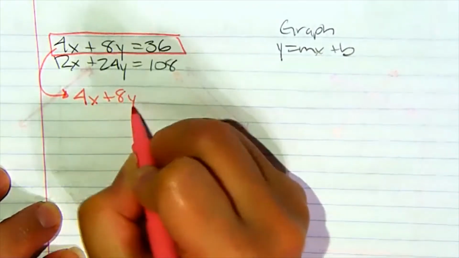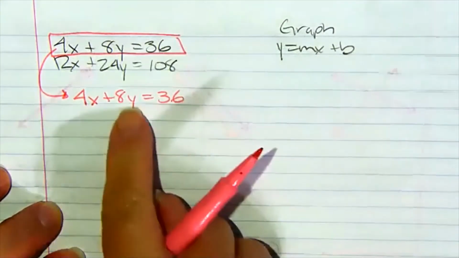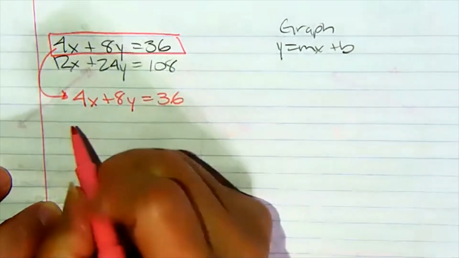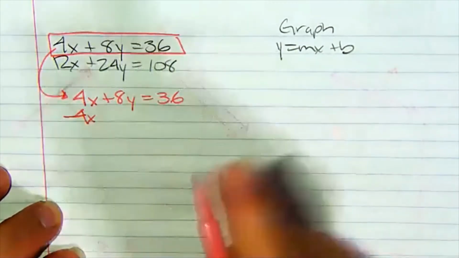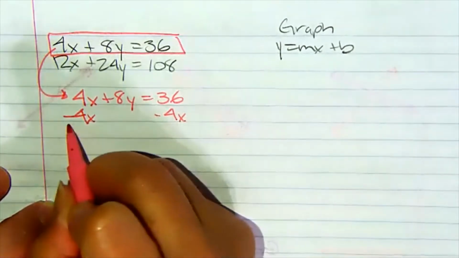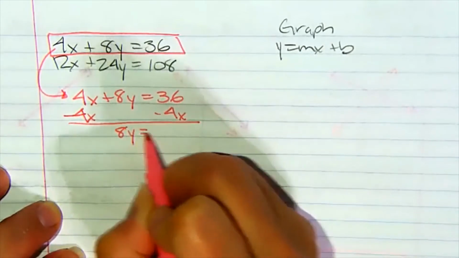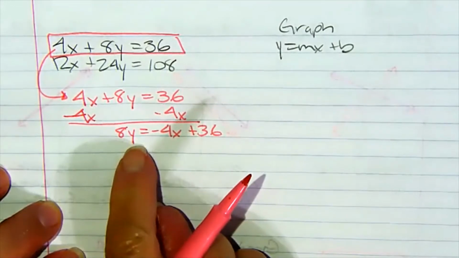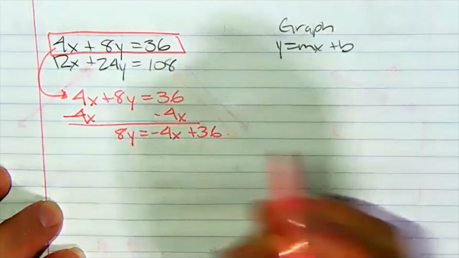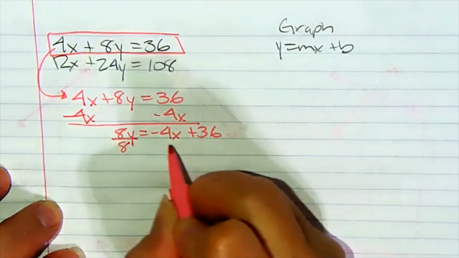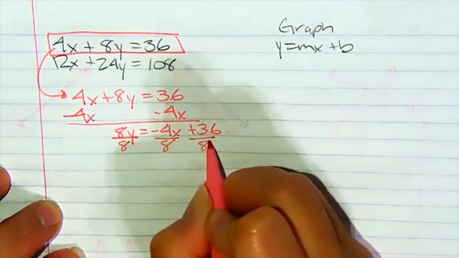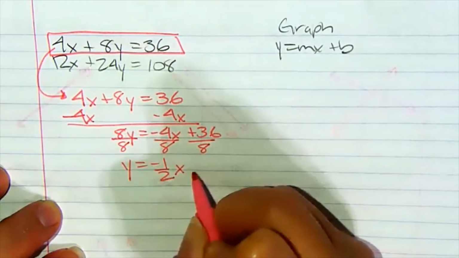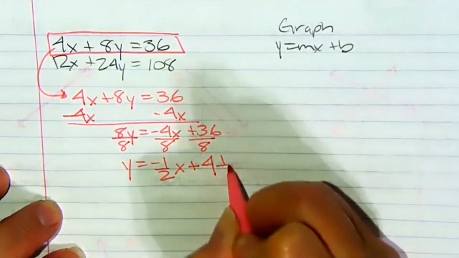4x plus 8y equals 36. I want to isolate my variable, so I'm going to subtract 4x. What I do to one side, I must do to the other. 8y equals negative 4x plus 36. I still want to isolate my y. It needs to be by itself. I'm going to divide by 8. What I do to one side, I must do to the other. Y equals negative 1/2 x plus 4 1/2.